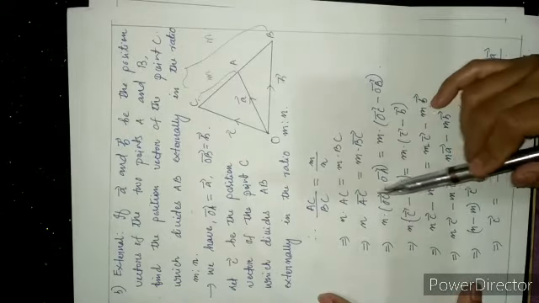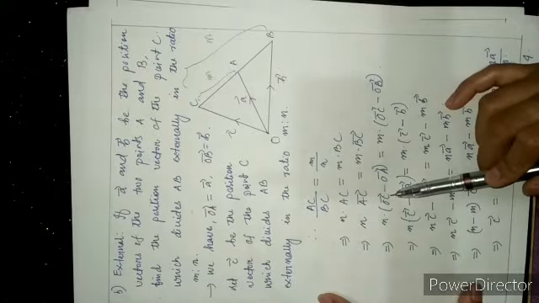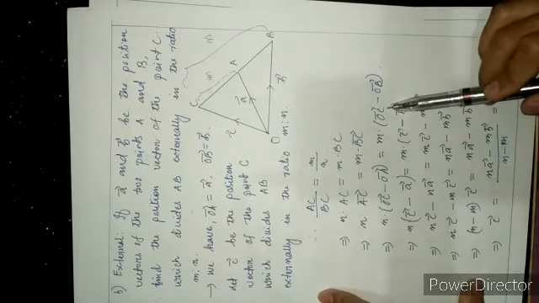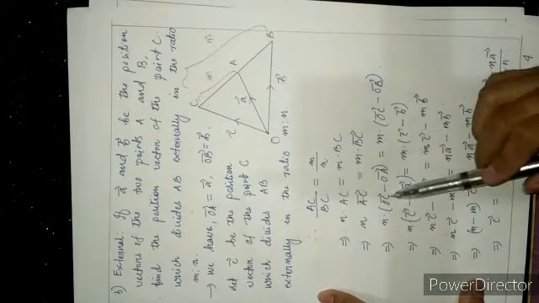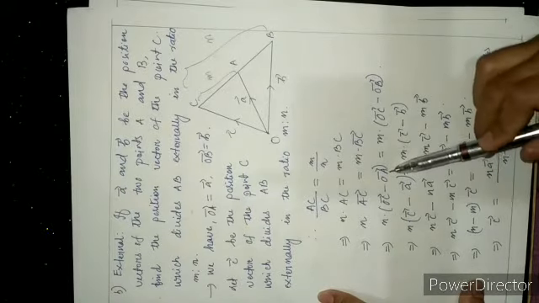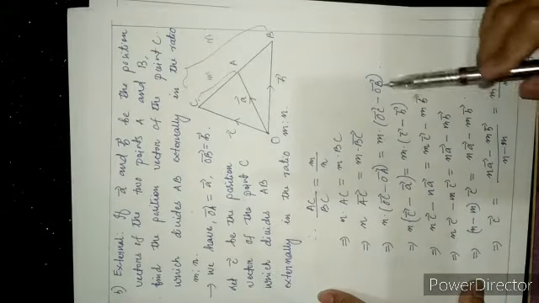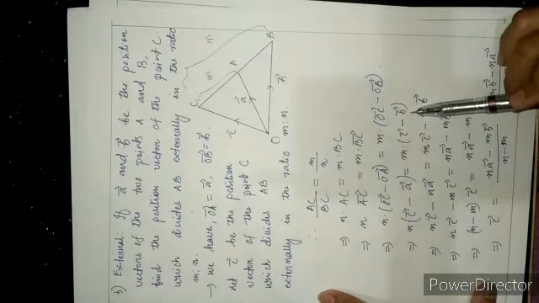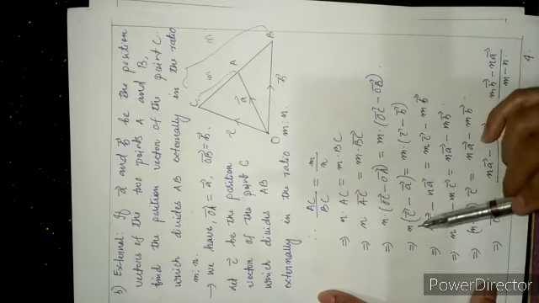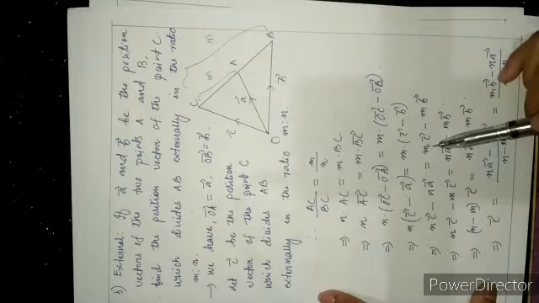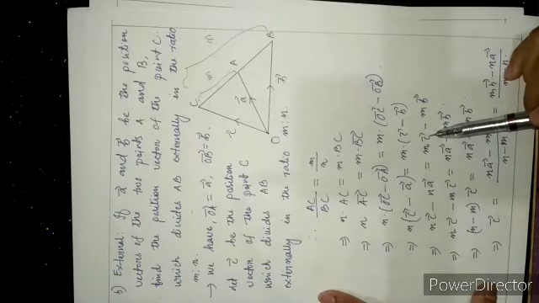Then this AC vector is represented by OC vector minus OA is equal to M into OC vector minus OB. OC vector is represented by C vector. OA vector is represented by A. OC vector is C vector. OB vector is represented by B vector. Then multiply this expression by N and M. We have this equation. Transpose this MC vector from right hand side to left hand side.